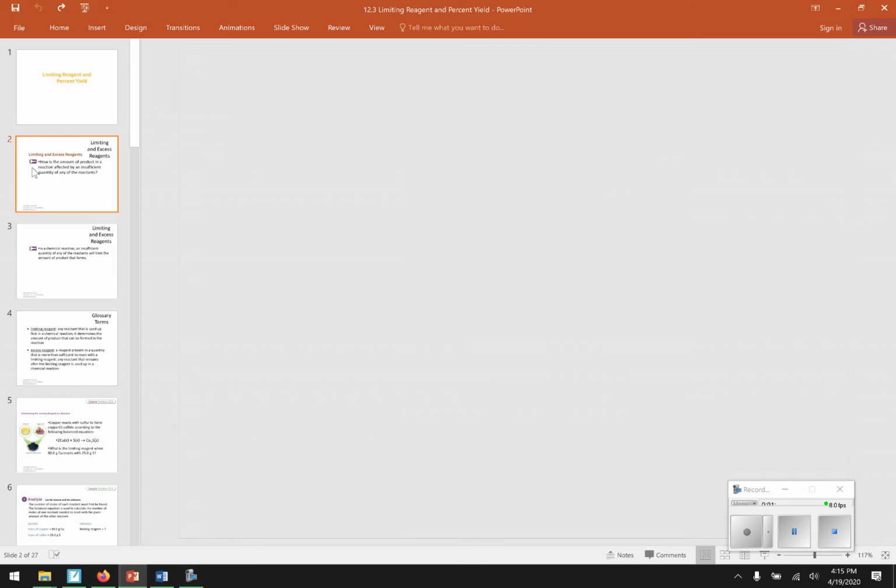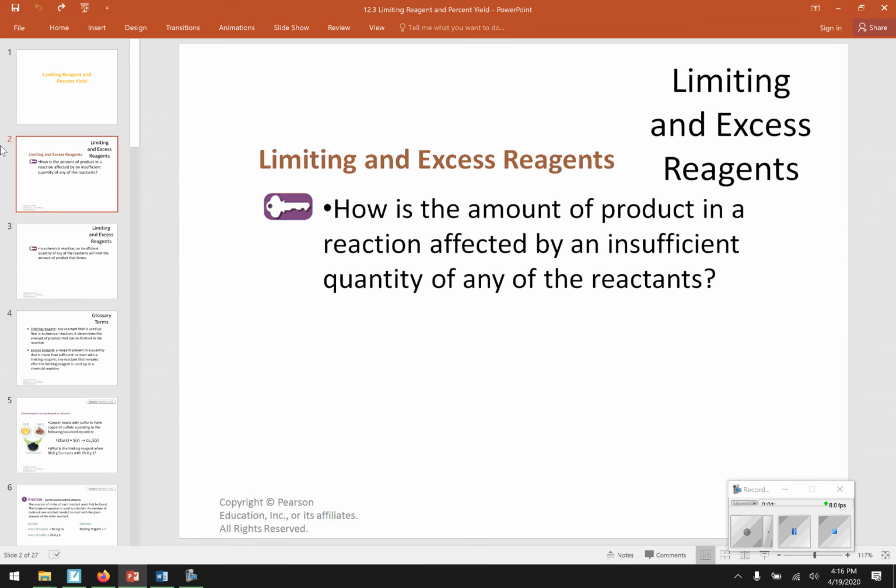So basically, what happens in any given reaction is one of the reactants, one of the starting products, runs out, and that limits the amount of product you can make. And that is called the limiting reagent. Reagent is just another word for chemical. So the limiting reagent is the reagent in the reaction that gets used up and stops the reaction.